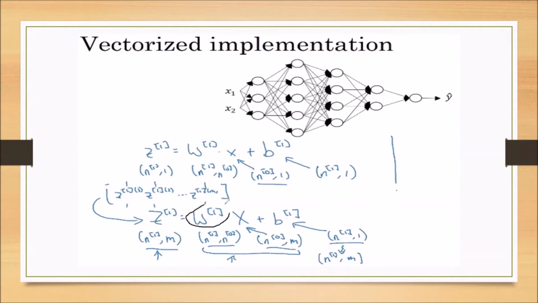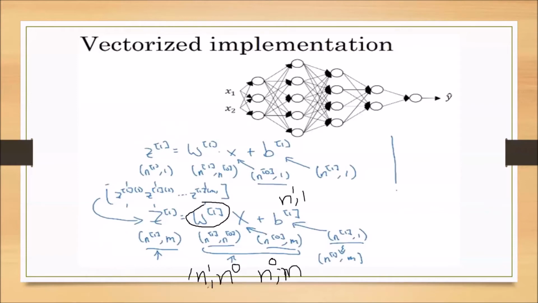What is the W1? As we discussed, the W1 will not change whether we give a single training sample or M training samples. The W1 size is N1 by N0, where N1 is the number of activation units in the first layer and the columns N0 are the number of activation units in the 0th layer. Now what is this B1? We already know it is N1 by 1. Now what is this X? It is N0, the number of features, by M.